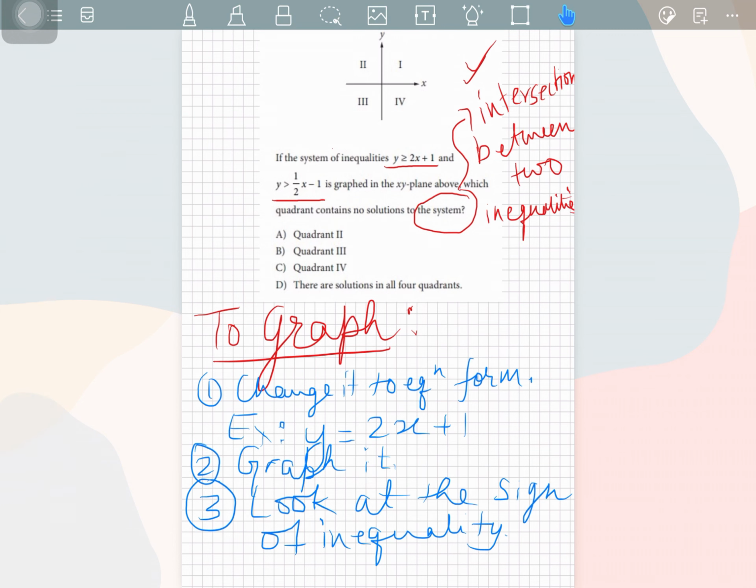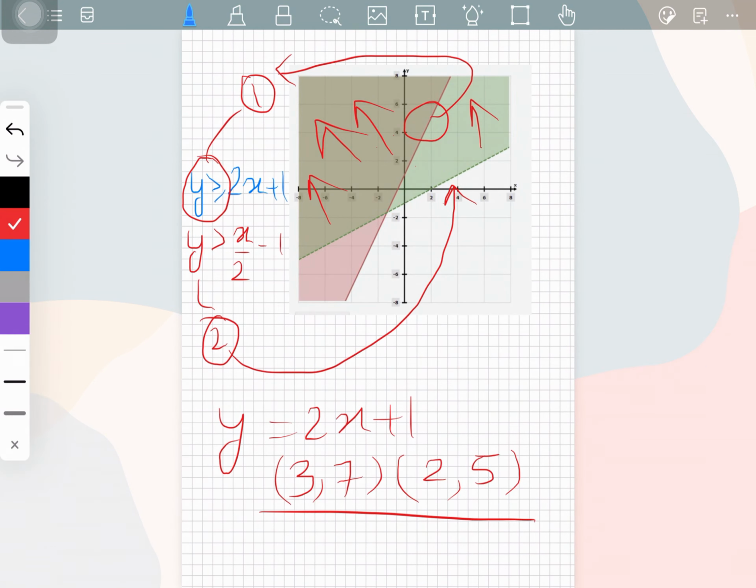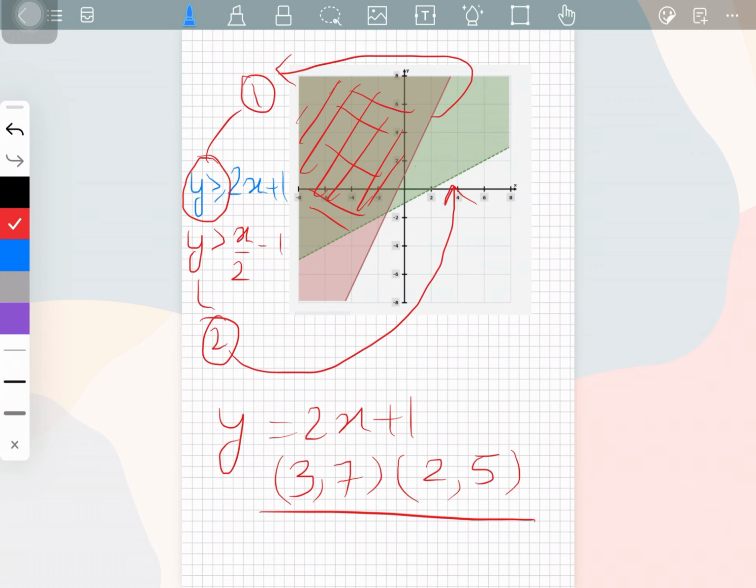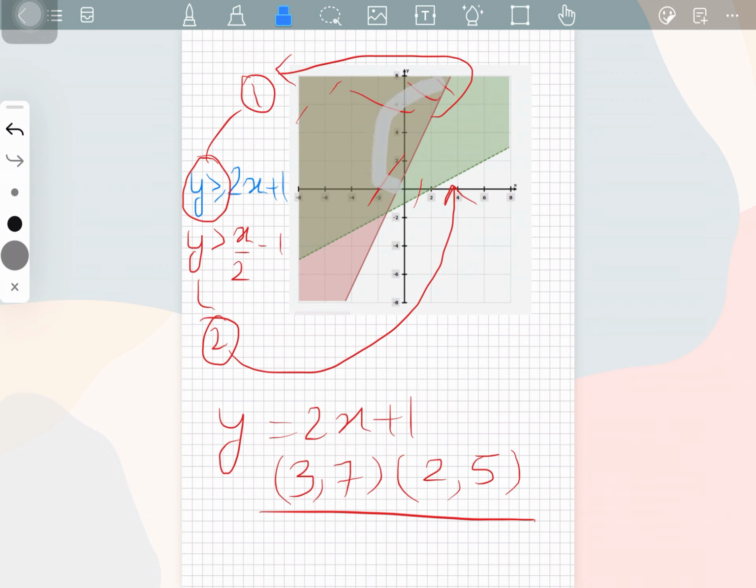inequalities. So, if you go to the next page, you see, let's just erase this. You notice that the intersection is this area, this part. This part is not, because there's no intersection, and these two parts are not. So now let's look at the main question. The question asked us which quadrant contains no solution. So let's look at the intersection.